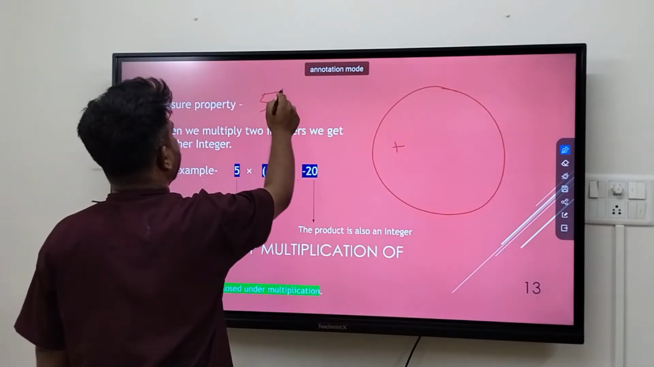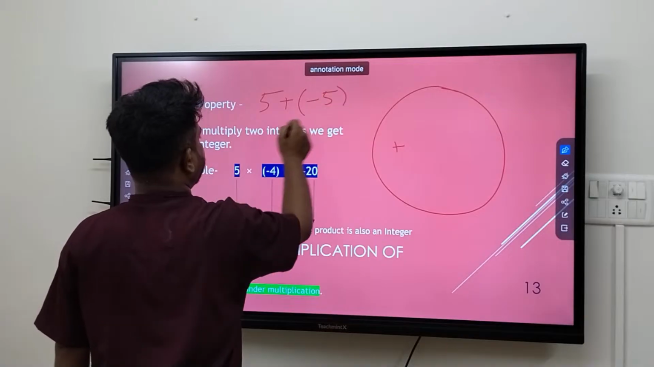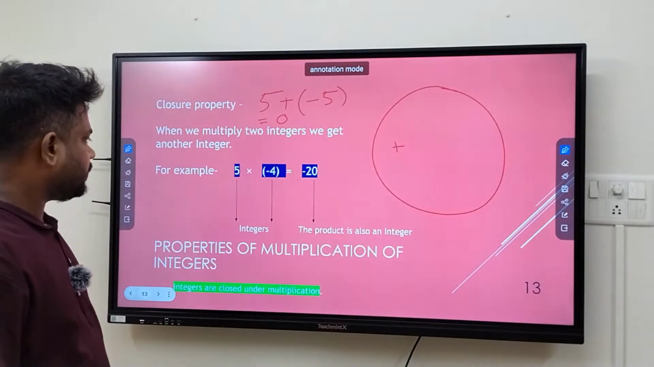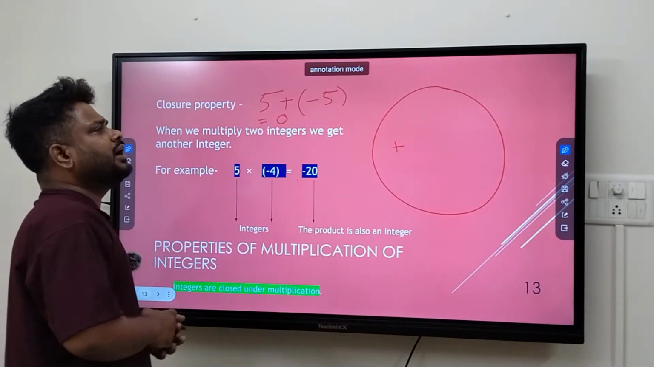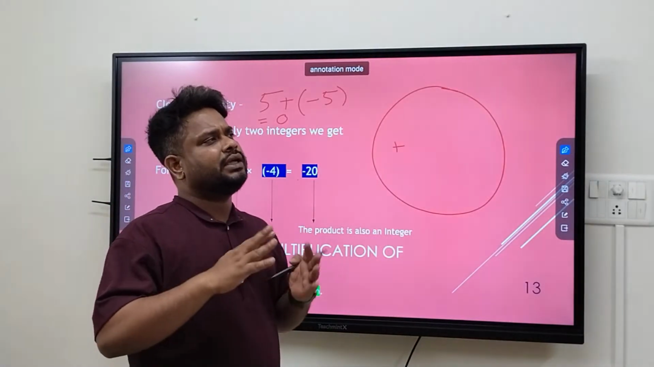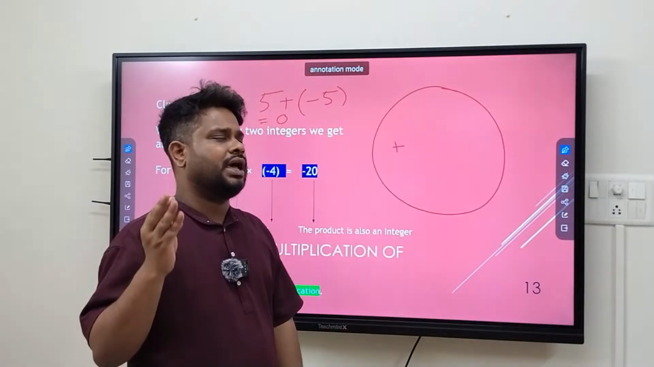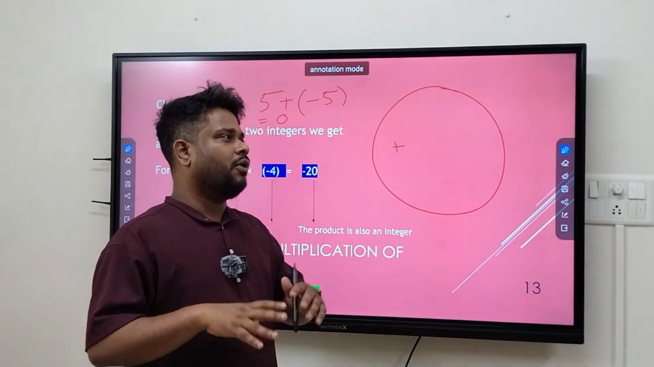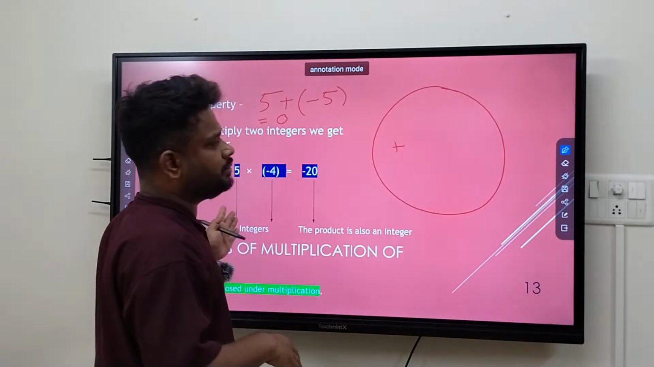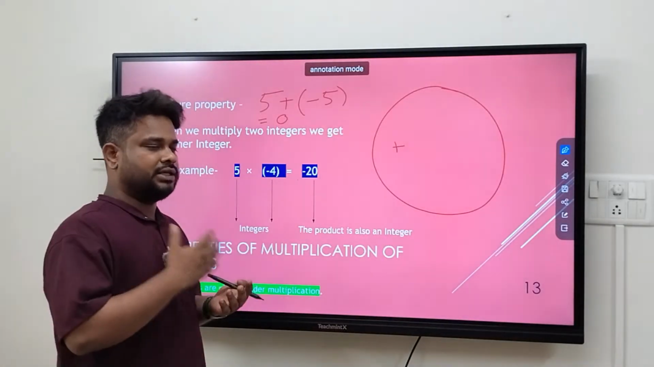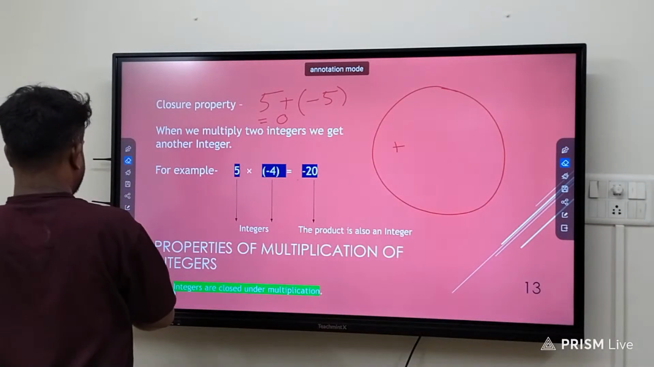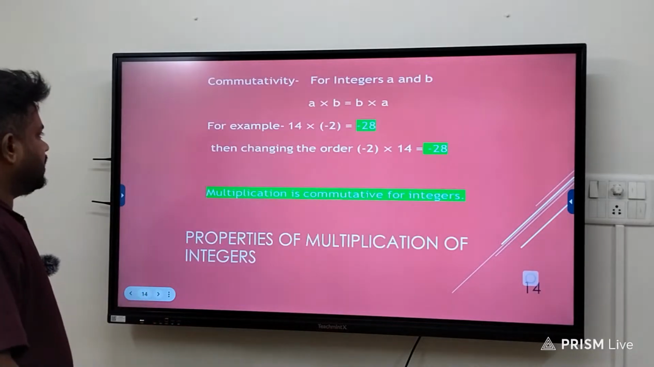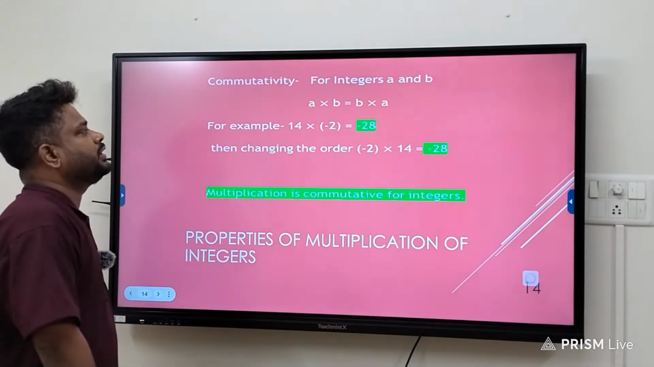Just like if we add 5 plus minus 5, the answer will be 0, and 0 is an integer. Okay, so this is actually the closure property, and for all kinds of numbers we need to check these properties: closure property, associative property, commutative property, identity and inverse. These 5 properties we almost check with every kind of number, be it rational numbers, integers, natural numbers, and the list goes on. The next one we will study is the commutative property.